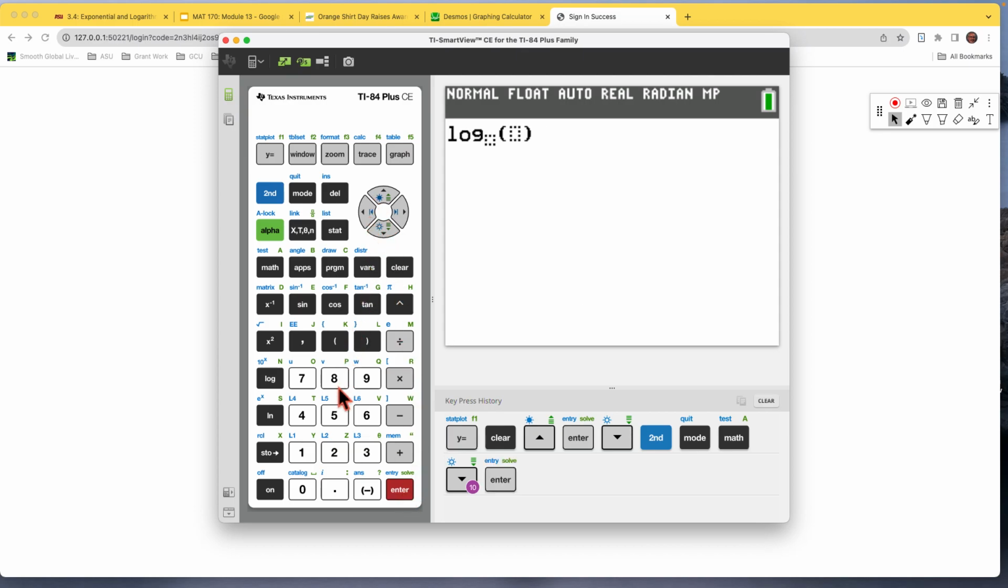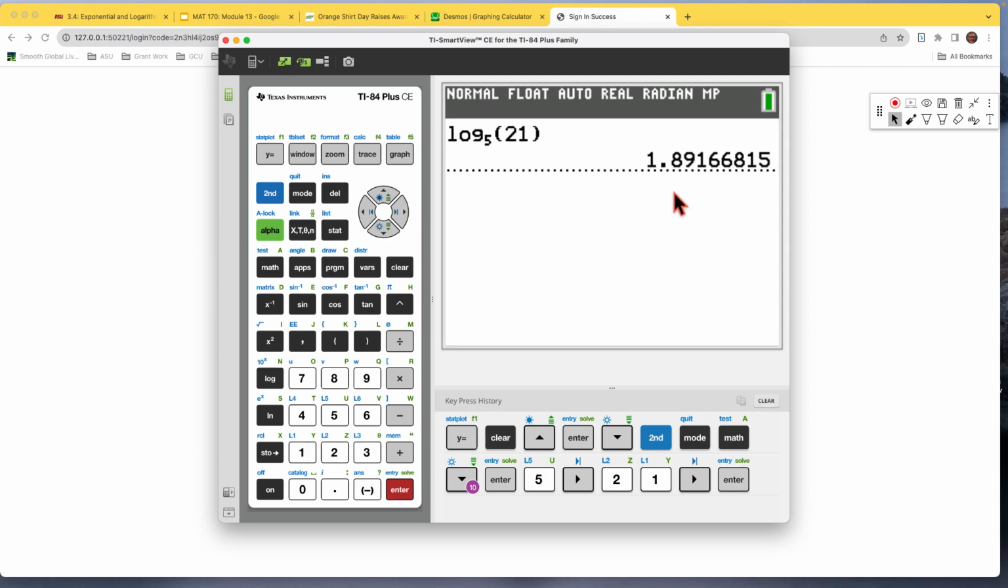And then we can enter log base 5 of 21, and you'll see it's going to be probably 1.8 something. It's going to be close to 2, 1.89, pretty close. But you see it's not exact. We have to round it at some place.